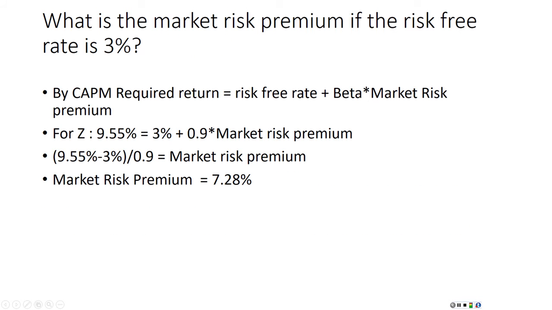Well, what is the market risk premium if the risk-free rate is 3%? By the CAPM, the required return will be equal to the risk-free rate plus beta times the market risk premium. For stock Z, the required return is 9.55%, equal to the 3% risk-free return plus beta of stock Z, which is 0.9, times the market risk premium.